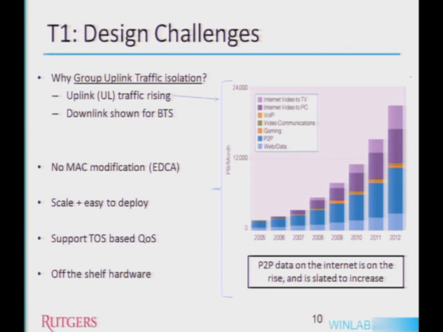And we want to do this without having any kind of changes to the MAC. So we wanted to be able to run on conventional 802.11 based networks, so that you can still use other features to customize your MAC, like you can change parameters on the MAC layer and everything still works. It should scale, it should be easy to deploy, and it should work with off-the-shelf hardware.